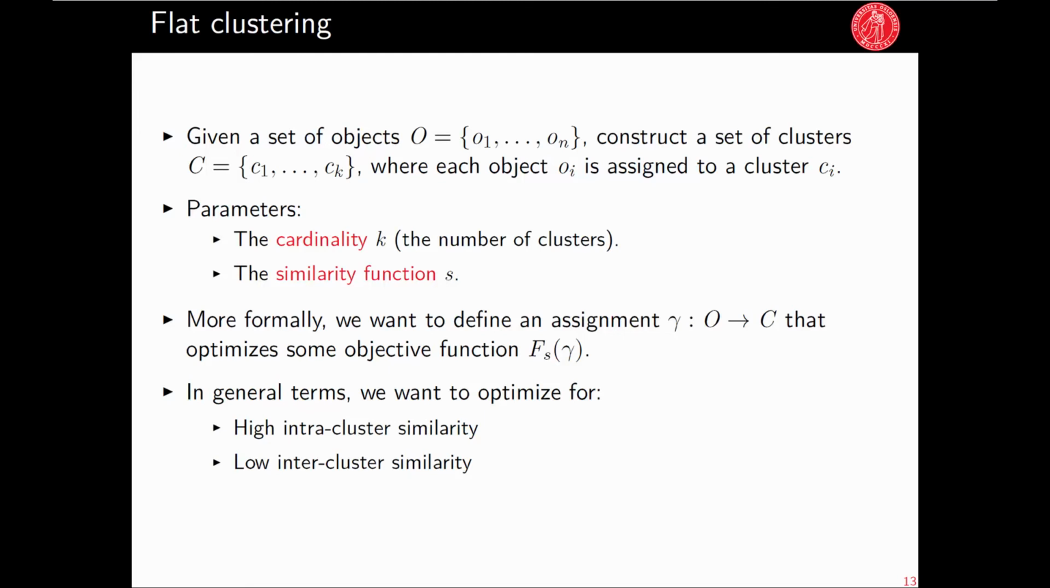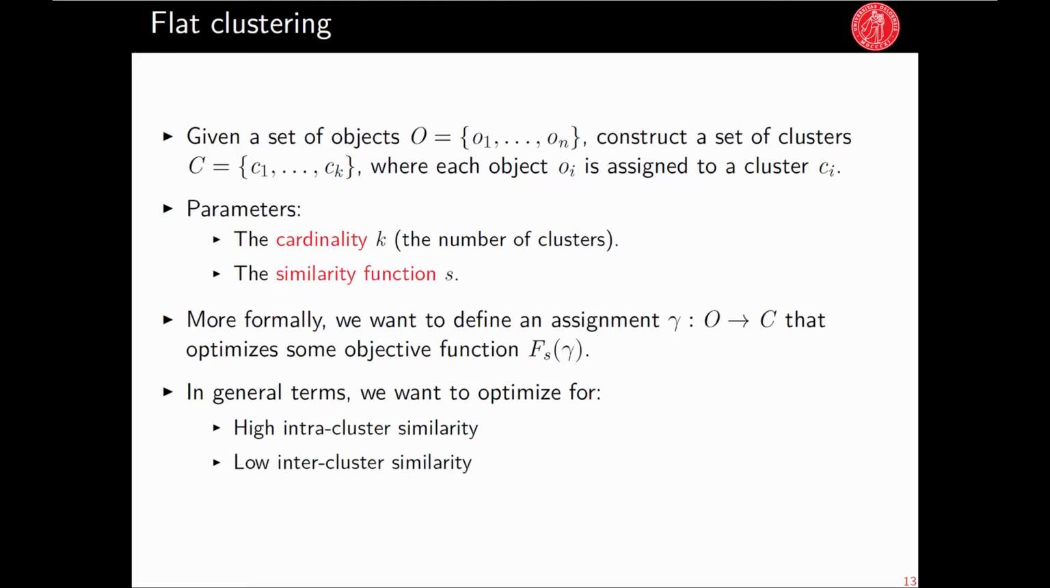Okay, so formally what we want to do is define some sort of assignment, a function gamma that maps a set of objects into a set of clusters, a set of categories. And we want to do that in such a way that it optimizes some defined function f of that partitioning. And we'll later look at more specifically what this function f, this objective function, can be. But in general terms, what we want to optimize for is what we said earlier regarding homogeneity and heterogeneity. We have high intra-cluster similarity and low inter-cluster similarity.